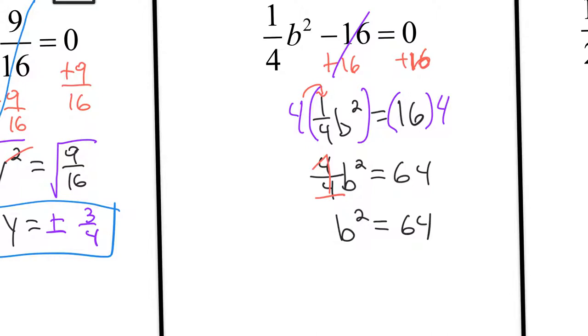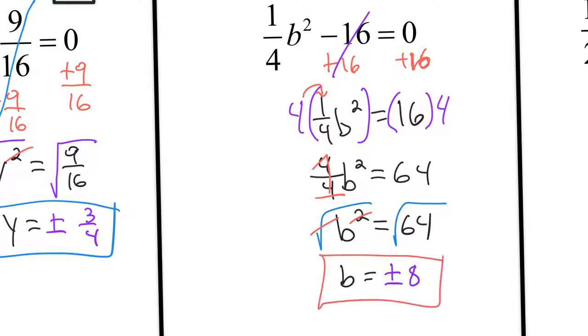So I'm going to take the square root. That's how you cancel the square. And you take the square root on this side. Cancels, cancels. B equals, don't forget the plus and the minus, plus minus 8. The square root of 64 is 8. So we got that answer there.